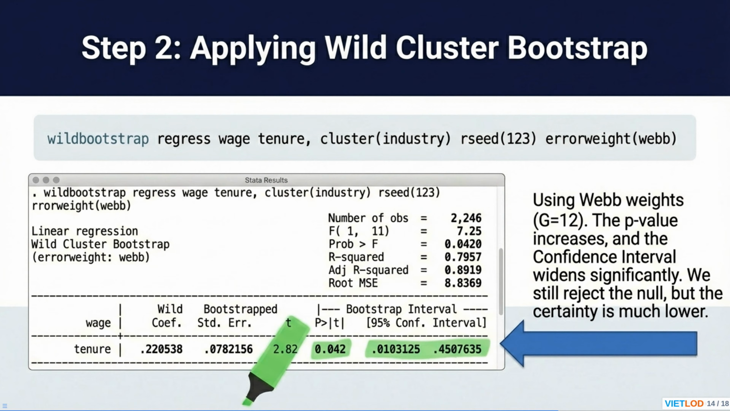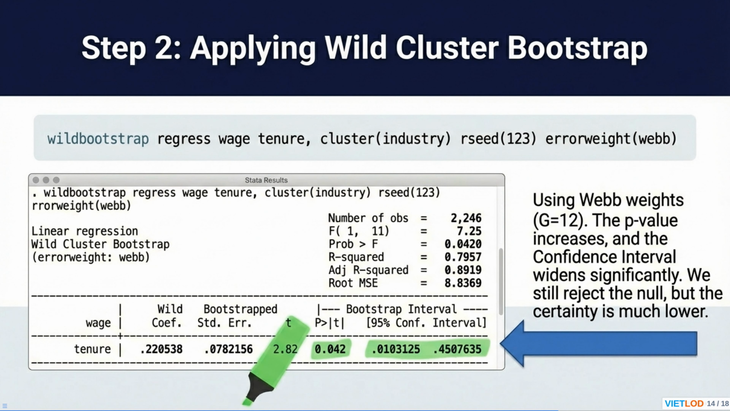The bootstrapped standard error is now much larger, leading to a t-statistic drop from 6.95 to 2.82. Consequently, the p-value increases significantly from 0.000 to 0.042, and the 95% confidence interval widens from roughly 0.12, 0.32 to 0.01, 0.45. While we still reject the null hypothesis at the 5% level, our certainty in this rejection is considerably lower, and the estimated effect is much less precisely determined than the naive approach suggested.